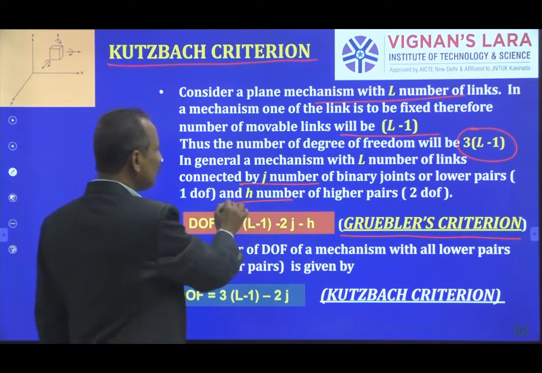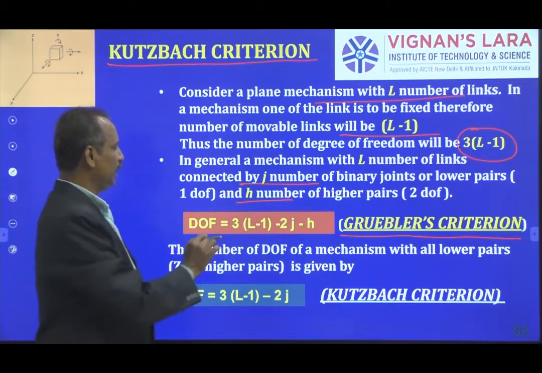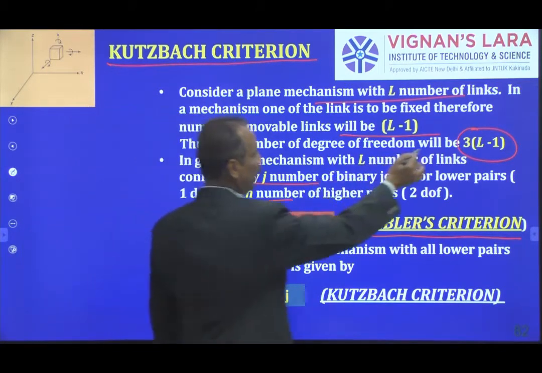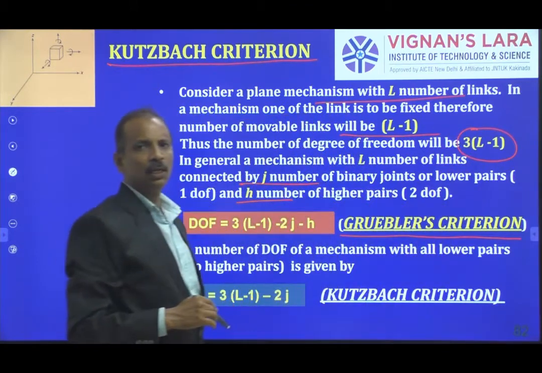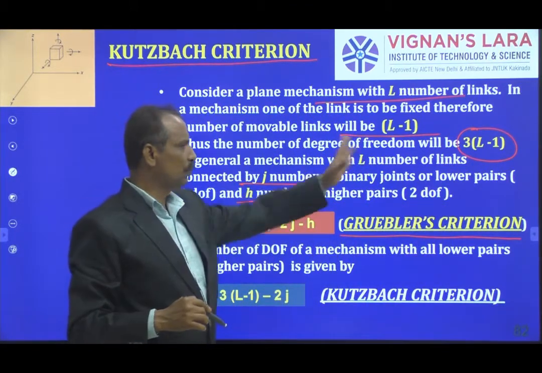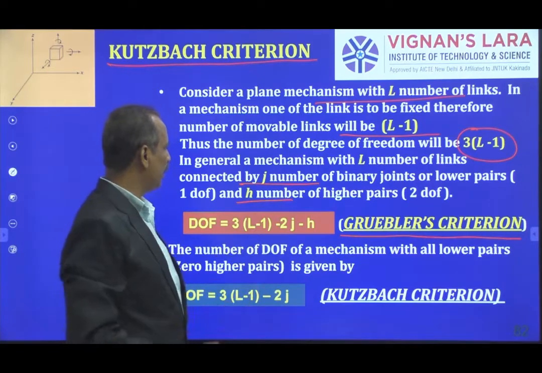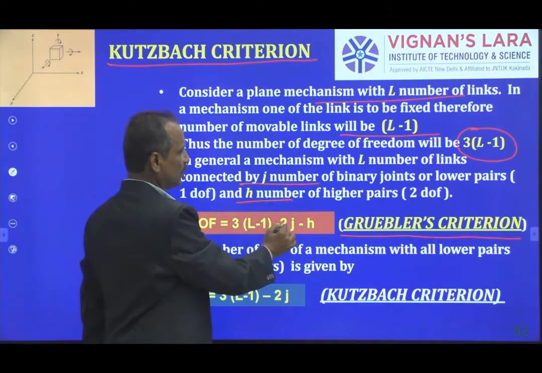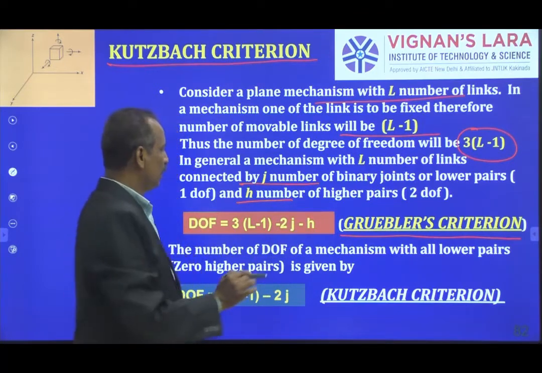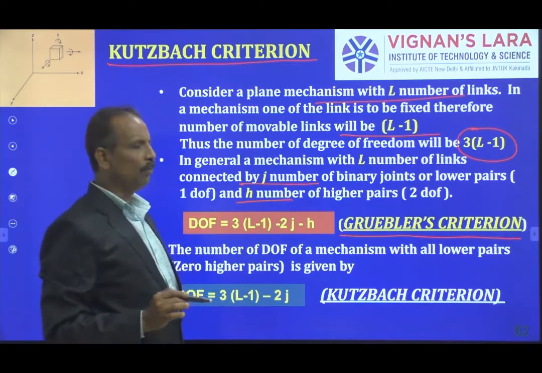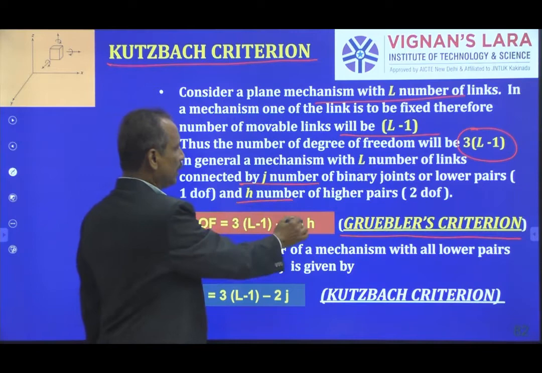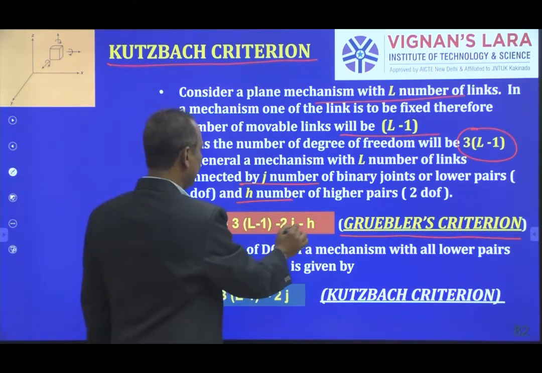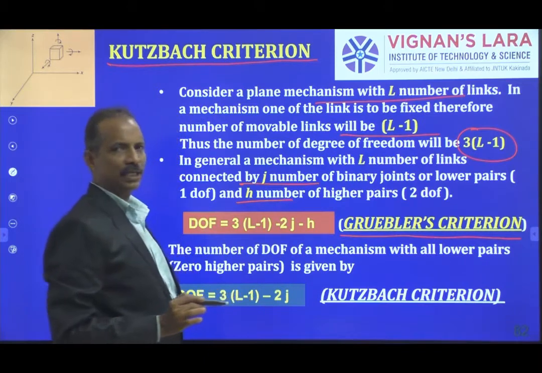So the degrees of freedom in the mechanism can be written as 3 into L minus 1, that is the maximum number of degrees of freedom it can possess, then constrained by the joints with lower pairs and higher pairs, that is minus 2J minus H, where J is equal to the number of lower pairs and H is equal to the number of higher pairs. So this is 3(L minus 1) minus 2J minus H.